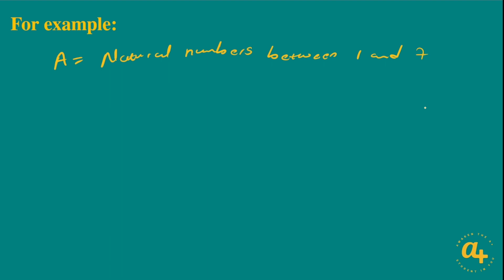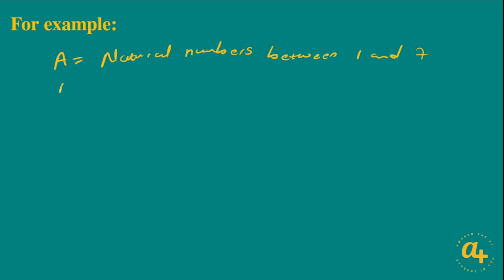It's different from a situation where we say set A is equal to the set of natural numbers. We know that listing down that set is impossible because the list is practically endless. But in this case, we have limits, and these limits are 1 and 7. We can easily list down the set of natural numbers between 1 and 7.